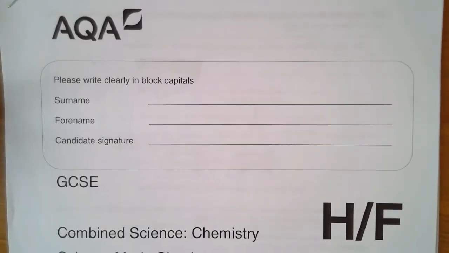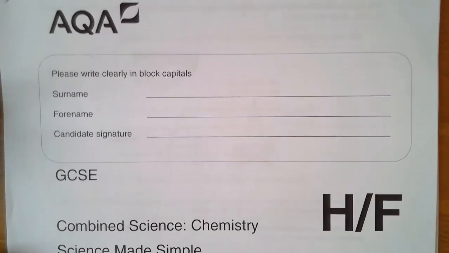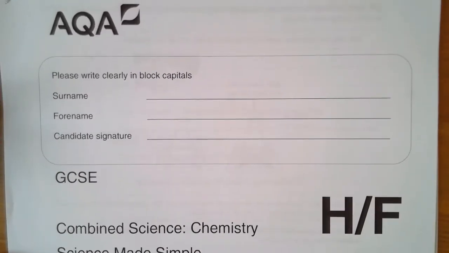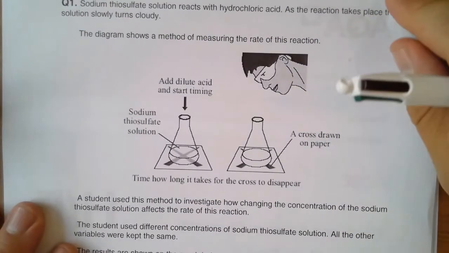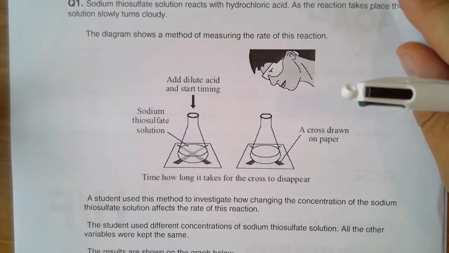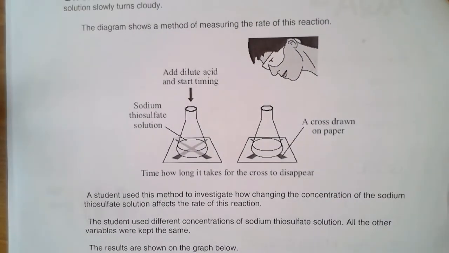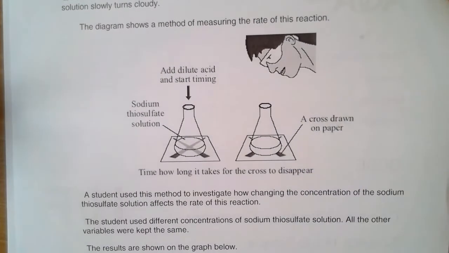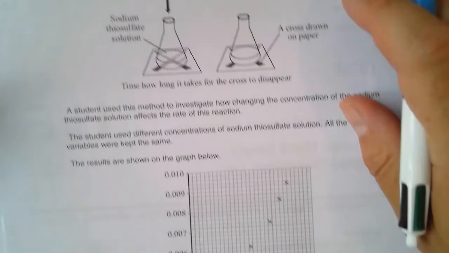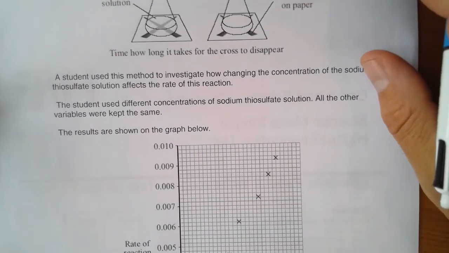Okay, here we have the second walkthrough for the Foundation and Higher Chemistry AQA paper. Question 1, rates of reaction, looks at the sodium thiosulfate reaction with hydrochloric acid, where the cross disappears because there's a precipitate of sulfur released during this reaction. It talks a bit about the experiment here.